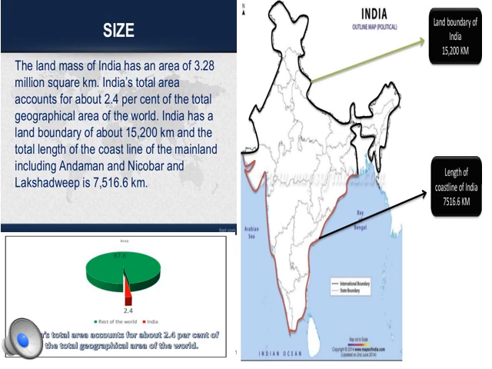15,200 kilometers. And if we calculate the total length of the coastline of the mainland, as I said, the land area from Jammu and Kashmir to Kanyakumari, including Andaman and Nicobar and Lakshadweep, because even these have coastlines, including that, it is around 7,516 kilometers. So this is the size of India.